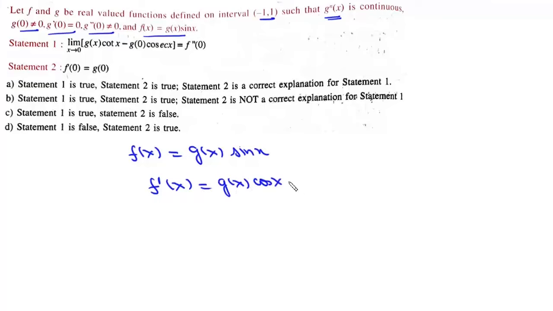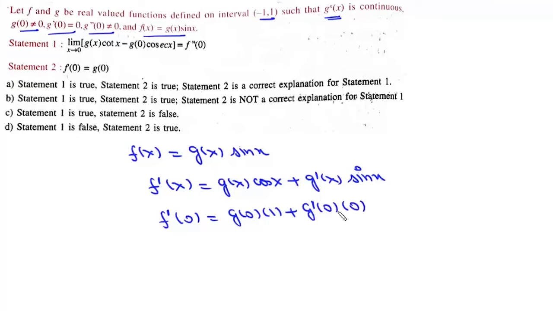Now we get f'(x) as g(x) into cos x plus g'(x) into sin x. Now if we put x as 0, we'll get f'(0) as g(0), cos 0 is 1, and then g'(0) and sin 0 is 0. Now in the question it says g(0) is unequal to 0. So from here we can say this f'(0) is equal to g(0). That means the statement 2 is correct.